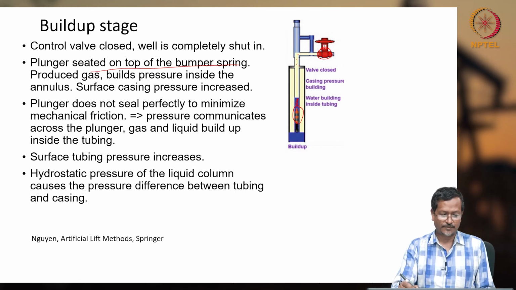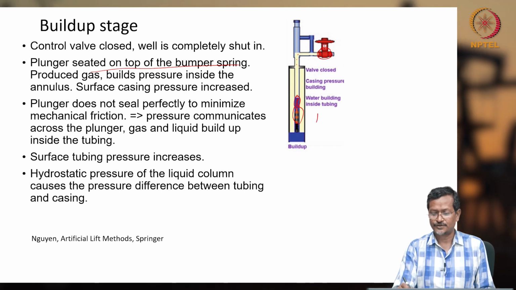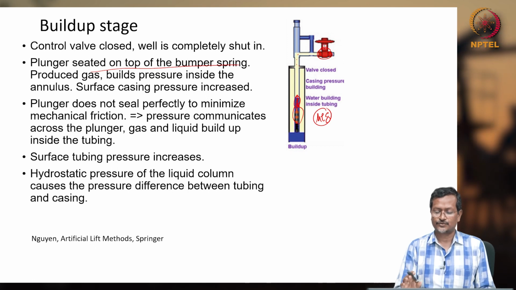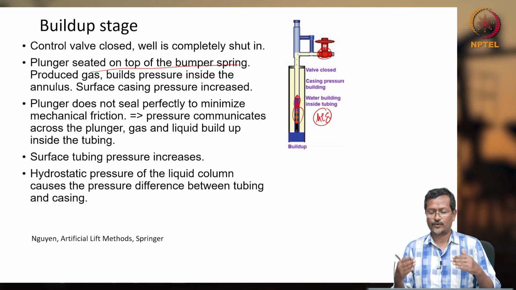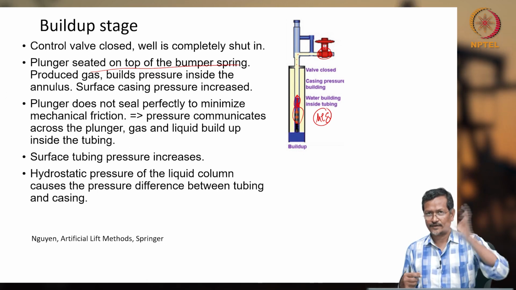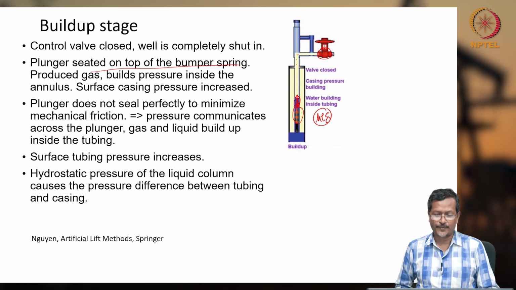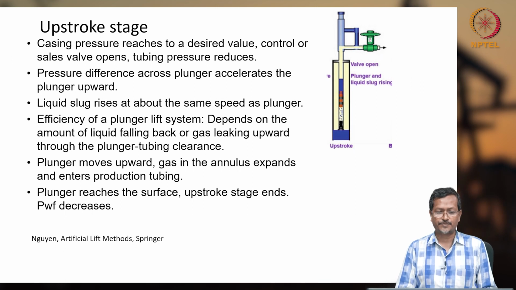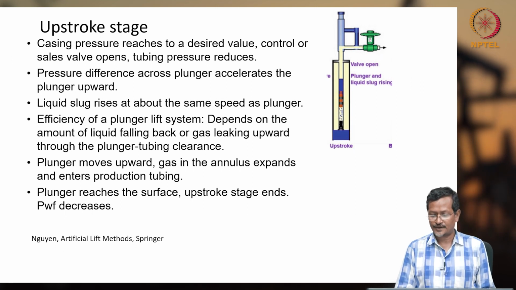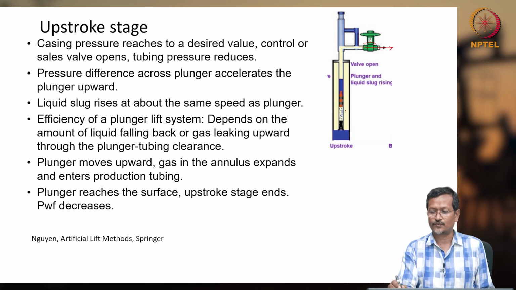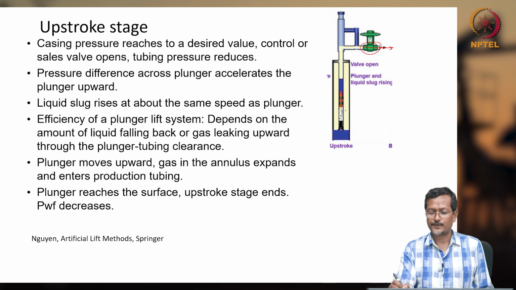The hydrostatic pressure of the liquid column, hydrostatic pressure H rho g, will be pushing downward. So, your entry of fluid will be very low after a certain time. When fluid entry is very low, at that time you leave the plunger, and it will move up because of lower pressure. So, now upstroke will start. Casing pressure will reach a certain desired value, then the control or sales valve will be opened. This is the control valve or sales valve they are saying. So, this valve will be open.